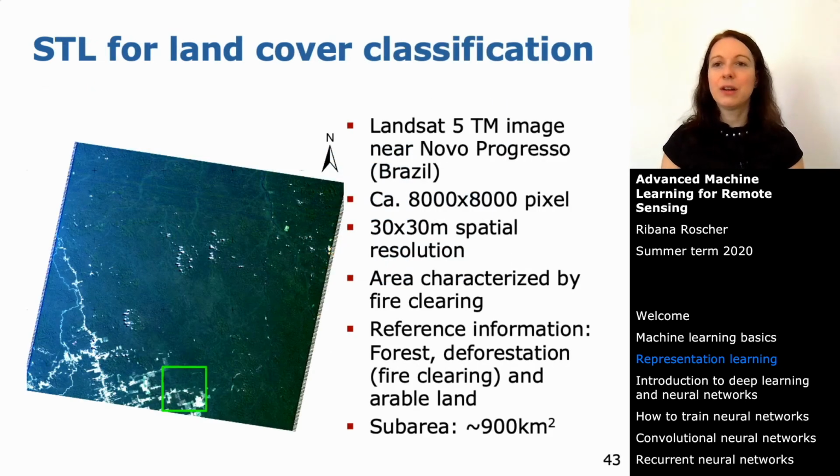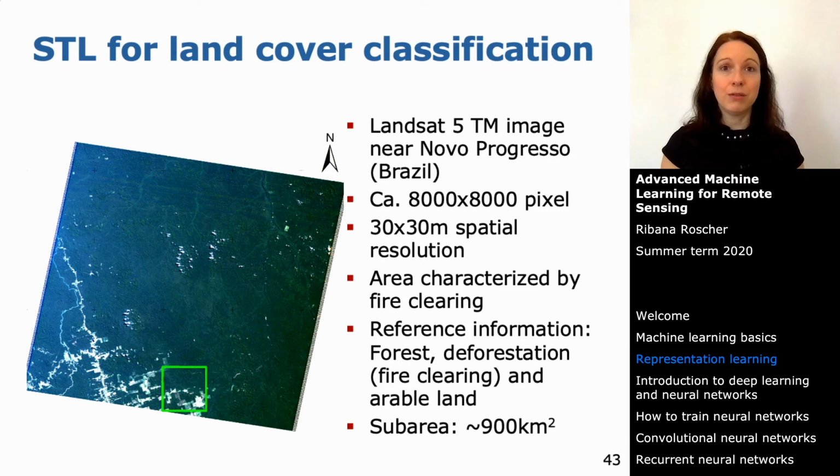Now let's have a look at how you can use self-taught learning for land cover classification. As an example, you want to perform the land cover classification with a Landsat 5 TM image, and it shows an area of Novo Progresso. This is in Brazil, and this area is characterized by fire clearing.